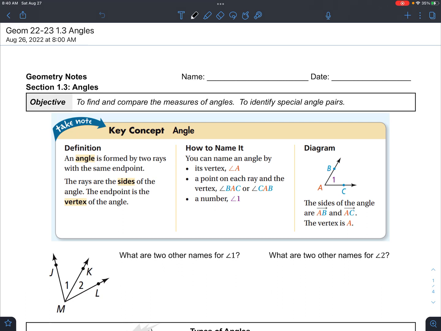So an angle is formed with two rays. You can see those two rays here. We got ray AB and ray AC. Those are also just called the sides of an angle. And they meet at what's called the vertex, which is a point. The vertex is a point, and it's where those two rays meet.